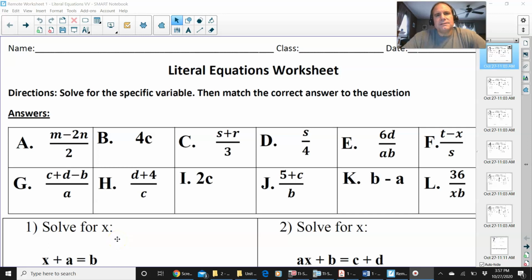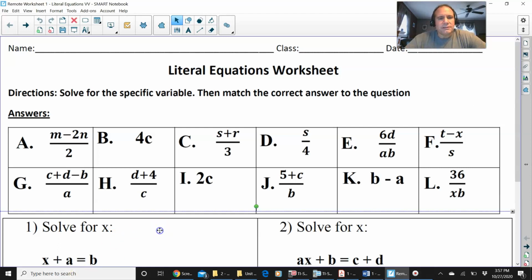Hi everyone, this is the literal equations worksheet review. Remember, a literal equation is primarily with variables. Alright, so there are all variables there, a couple of numbers here and there, but remember, when you're solving, it's not like solving a traditional equation that we're used to solving with numbers. There are all variables here. All right, so let's get right to it.